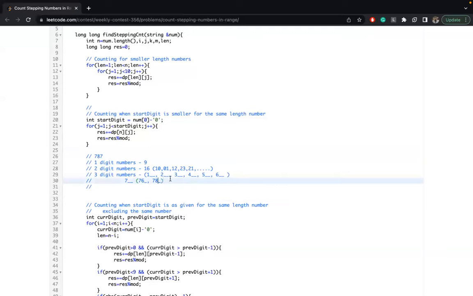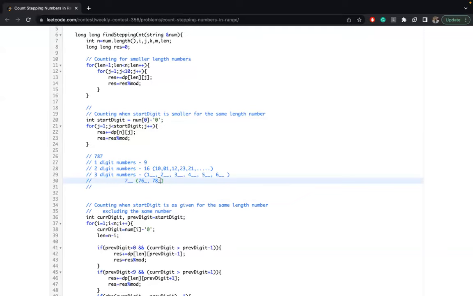So even after 8 you can have 9, right? So 7 8 9 can be possible, but 7 8 9 will be greater. It is not a valid stepping number because it's not less than 7 8 7. That's why 7 8 9 should not come here, right? That's why I'll not use DP here. I'll just look at the next digit to include it or not, right?